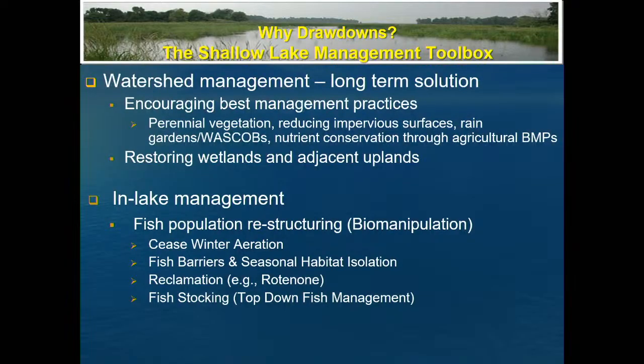Ceasing winter aeration, so encouraging winter kills, because what we found is a lot of times in these lakes, when we aerate, we can't quite aerate enough to support the whole fish community. So what we do is we lose the desirable species, the walleyes, bass, pike, those, and all we're doing is keeping the bullheads and carp alive.